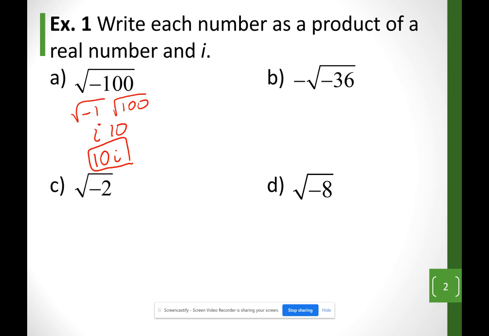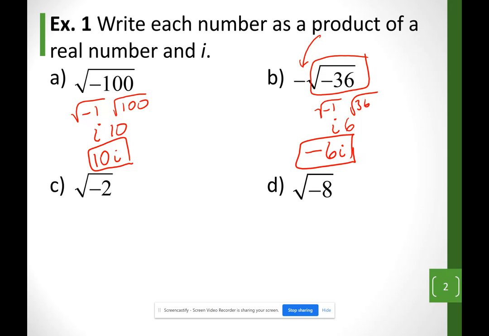Now let's take a look at example B. Let me take care of the radical first. I have that as the square root of -1 times the square root of 36. The square root of -1 is i, and the square root of 36 is 6. So I will write that as 6i. Because of the negative sign on the outside, I'm asking for -6i in this case.